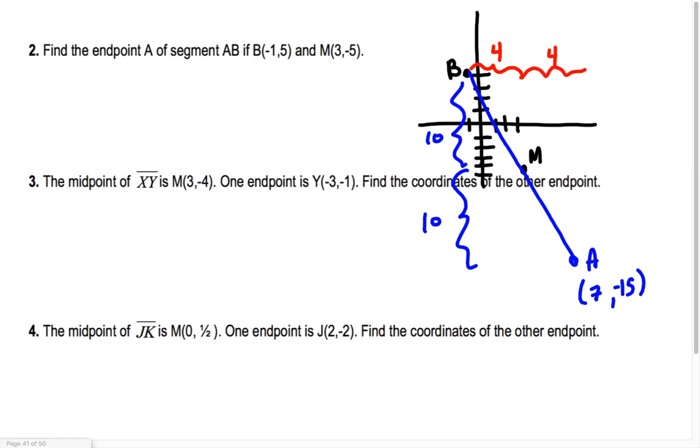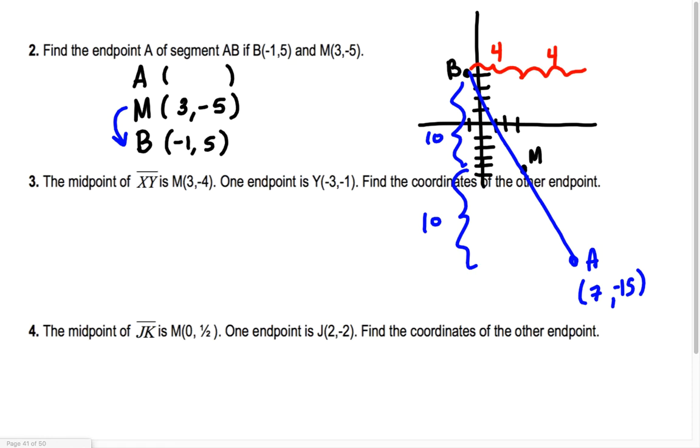There's a way to do this with x's and y's too, but I'm just going to show you the trick. We have the middle. The middle is 3, negative 5. And one of the endpoints is negative 1, 5. We want to find A. How much did I change M? What did I do to M to get to B? What do I do to the number 3? How do I adjust it to get to negative 1?